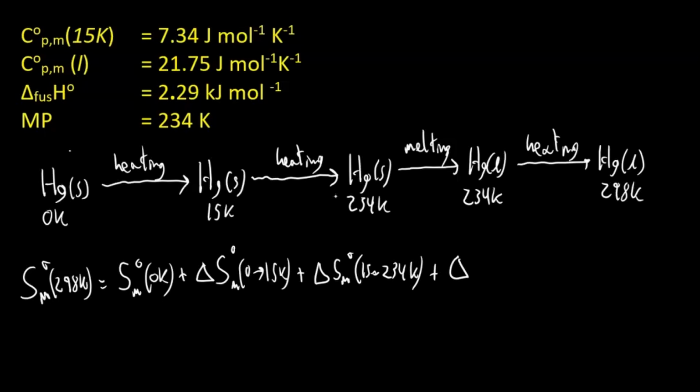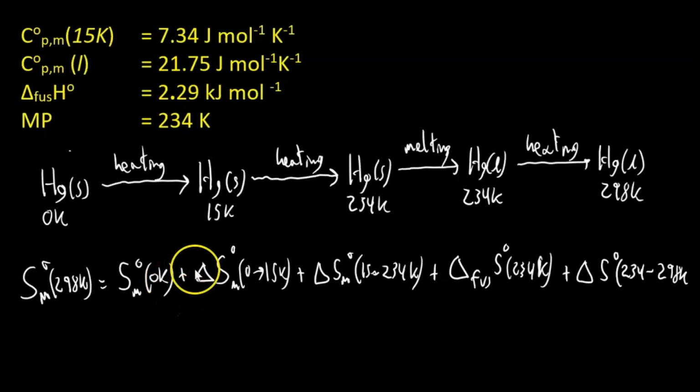So this would be the change in entropy of fusion, of melting. And this is at 234 Kelvin. I don't need to put that, I will anyways. Plus the change in molar entropy from heating it from its melting point, 234, to 298 Kelvin. Now there's a lot of terms here, but things work out pretty quick.